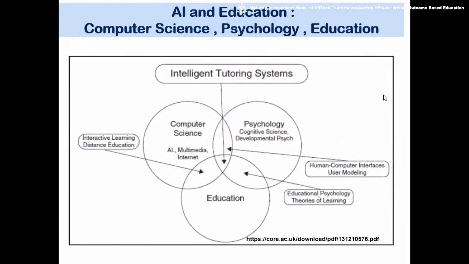This is the Venn diagram, which shows what goes between AI and education. That is, it is an amalgamation of computer science, psychology, and education. In computer science, we have AI, the multimedia, and the internet. In psychology, you have the cognitive science, developmental psychology, and education. These three elements are put together to arrive at the intelligent tutoring system.